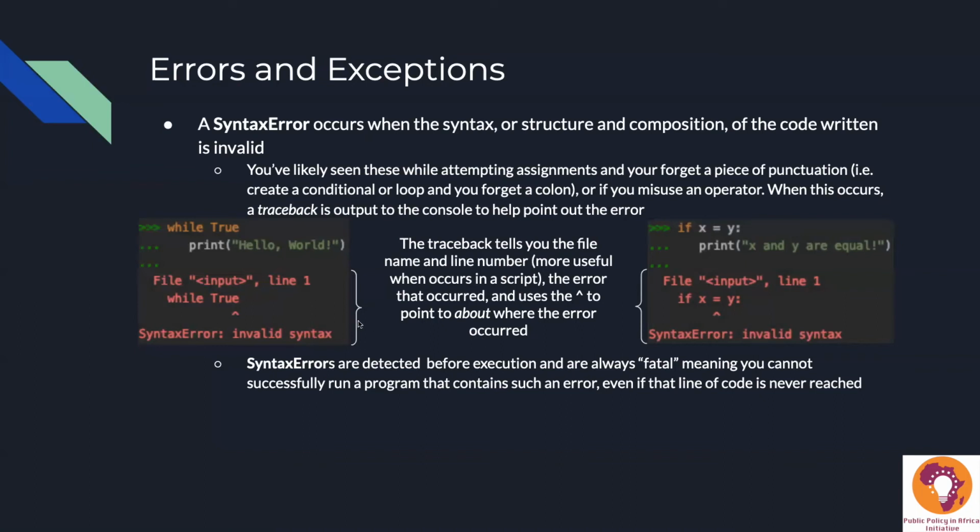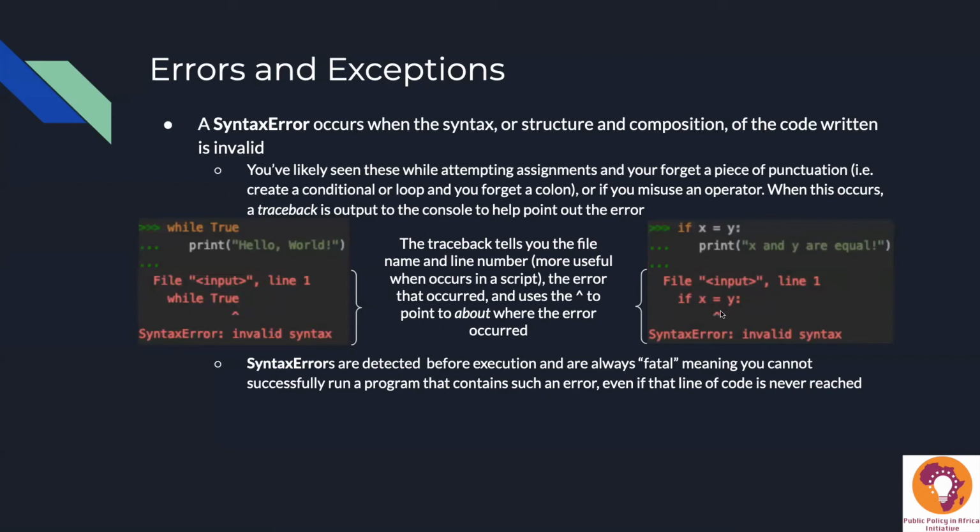Same goes over here. It uses the caret symbol to point to about where the error occurred. So in this one over here, we see that the caret's pointing to the end of true. It's not exactly pointing to right after true. It's not showing me that I'm missing something right after true, but it's pretty close, because what I'm missing here is a colon. So it's kind of pointing out that I'm missing something near the word true.